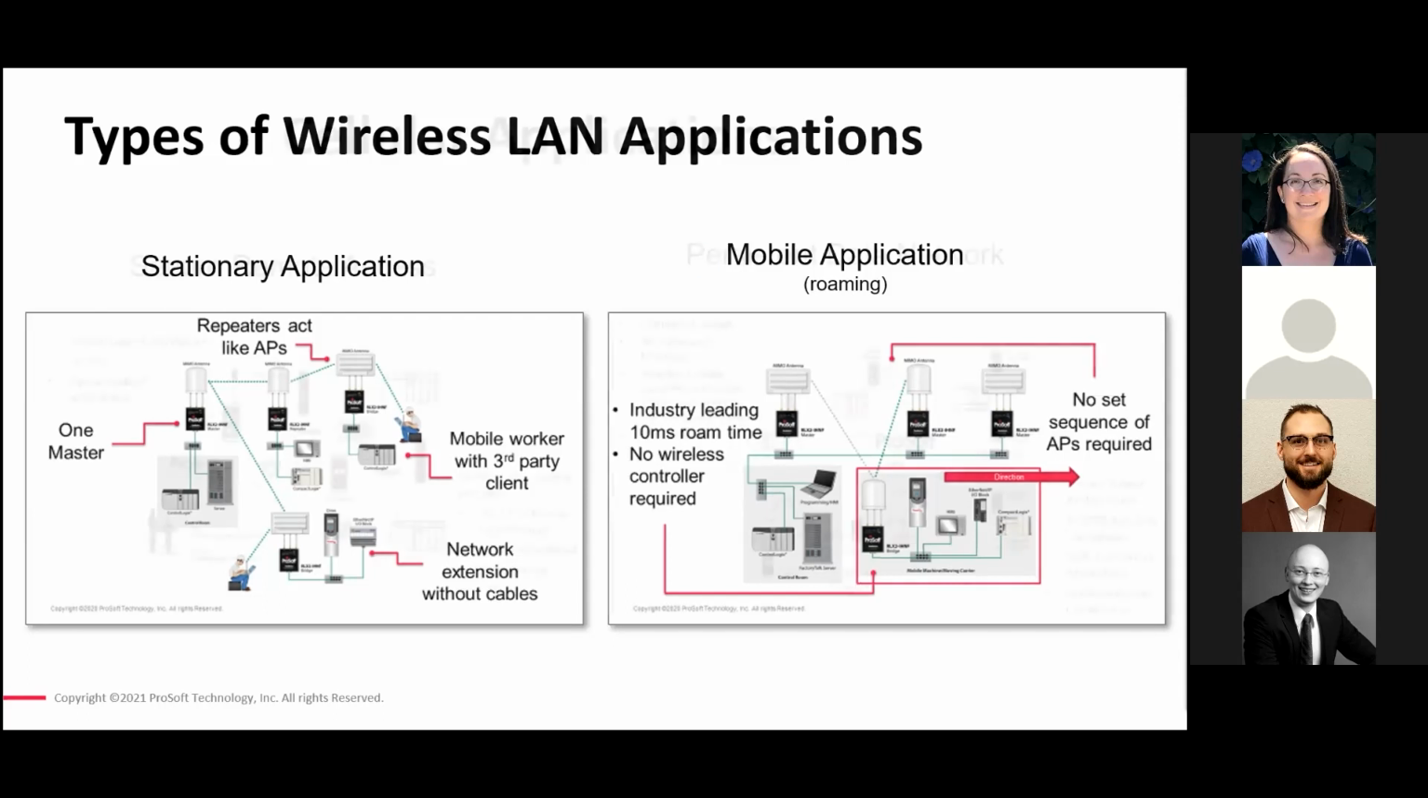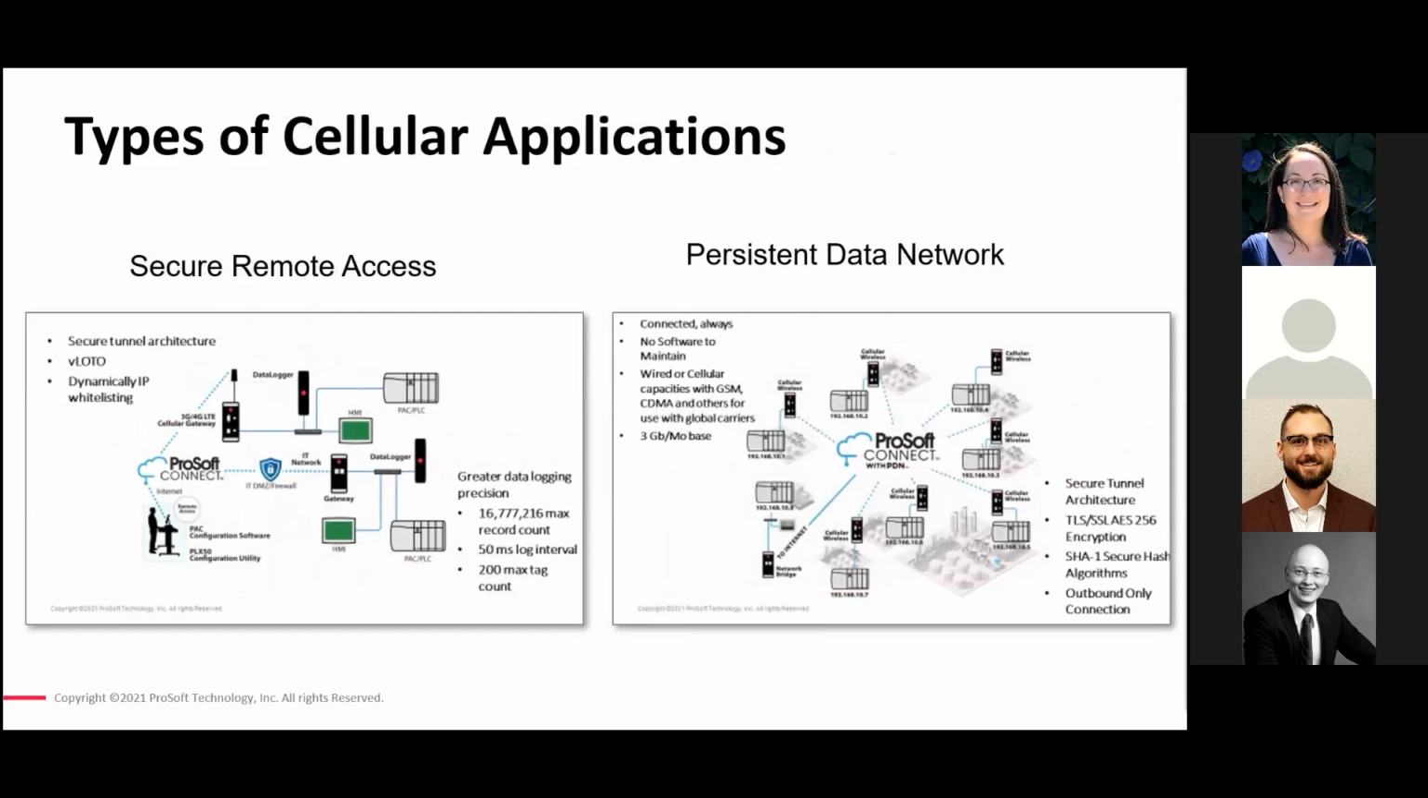Next, we can jump into cellular. So we mentioned secure remote access. We mentioned persistent data network. From a network design perspective, from a hardware bill of materials perspective, PWD really gives you everything that you need. Cellular gateway, any extension cables you may need, the appropriate antenna for LTE connectivity. The tool ensures that all of the connectors throughout the whole system are compatible, stuff like that. Beyond that, our system, built on ProSoft Connect, our SRA, our PDN, really handles the rest.